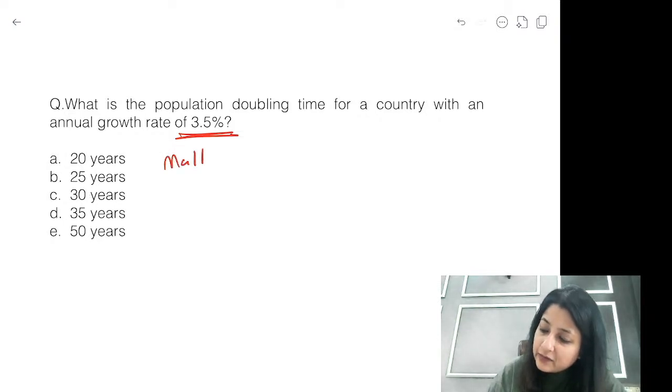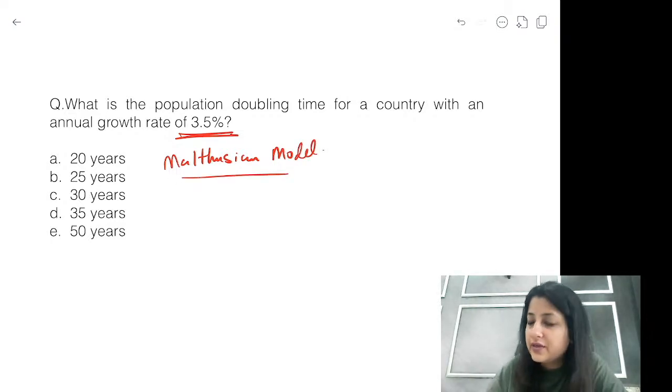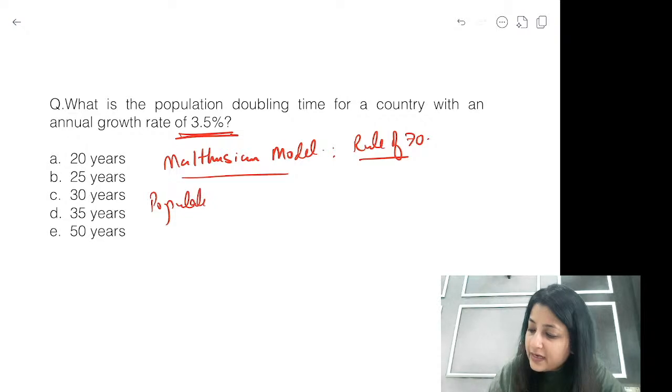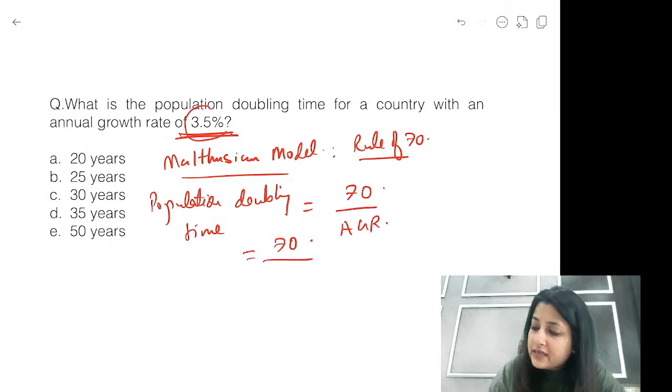You know there is a Malthusian model. I have discussed this in Prep Ladders, RR sessions also. The Malthusian model tells us about the population doubling time. This is based on the rule of 70, which means the population doubling time for any country will be 70 divided by annual growth rate. So here it is 70. What is the annual growth rate, guys? 3.5. Okay, so how much will this come to?